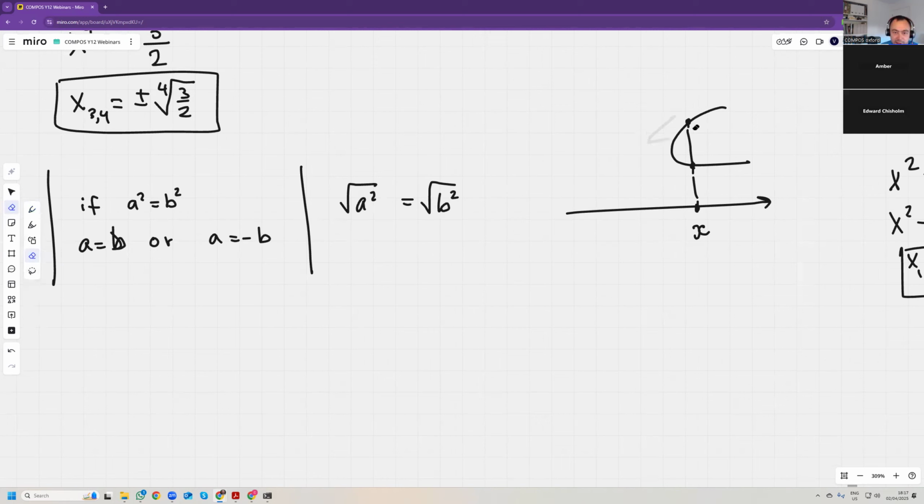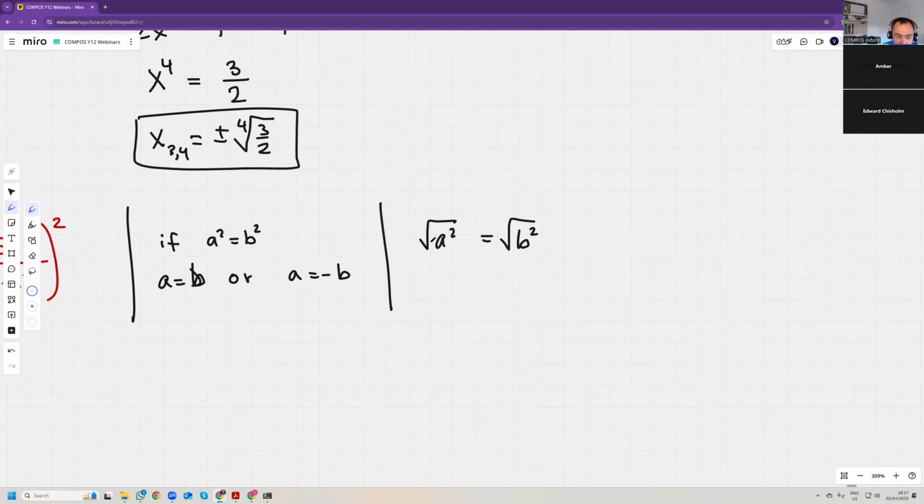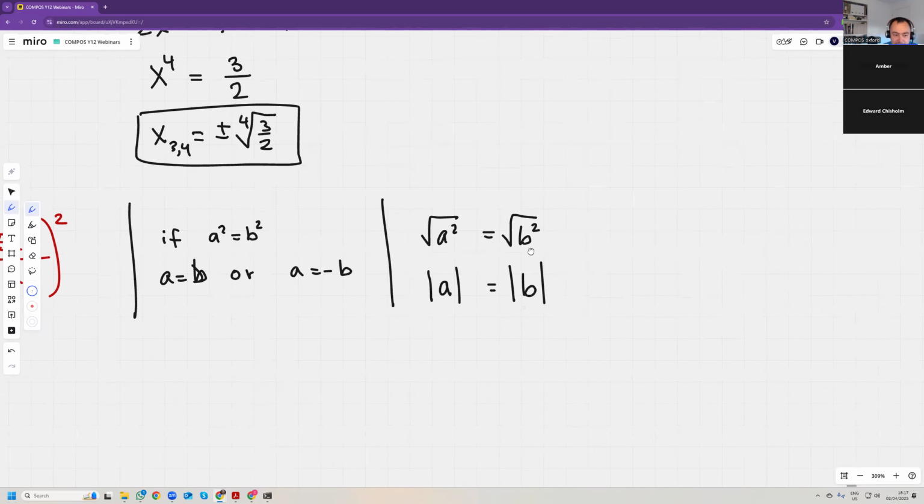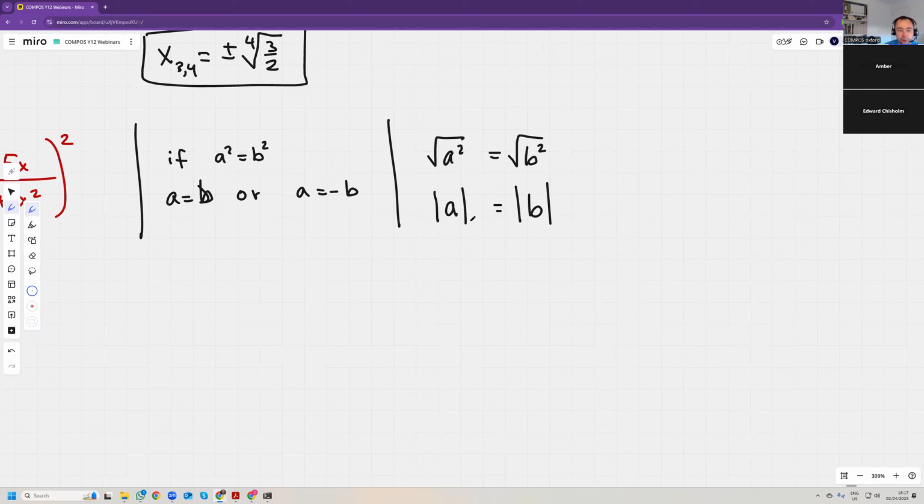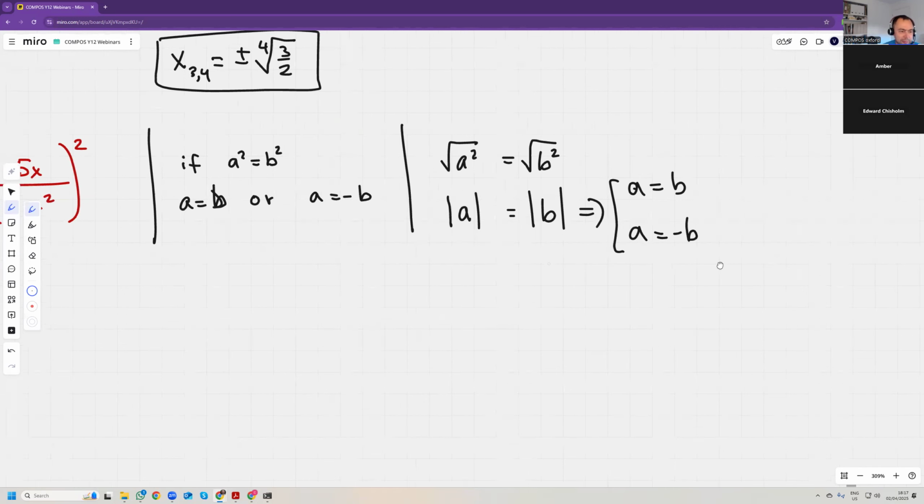That means the square root of a squared is modulus a, and square root of b squared is modulus b. And here, well, we come to the same conclusion. If the modulus of a equals modulus of b, it means the same thing. It's either a equals b or a equals minus b. So we have two possibilities because their moduli are the same. I hope that makes sense.